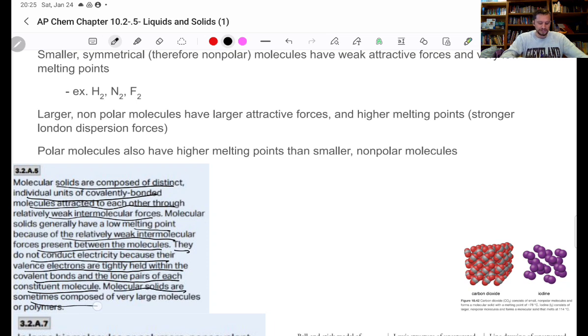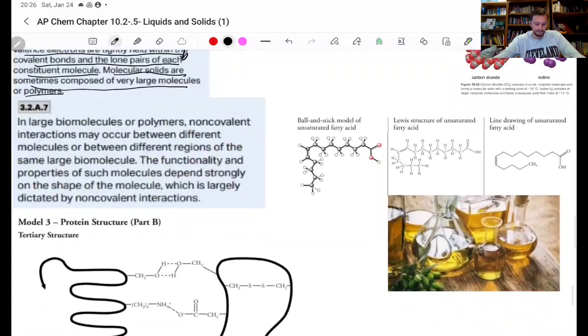Molecular solids are sometimes composed of very large molecules or polymers. So again, they're not conducting, but there are cases of molecular solids that have very large molecules, and those might have higher LDF forces just due to their size.